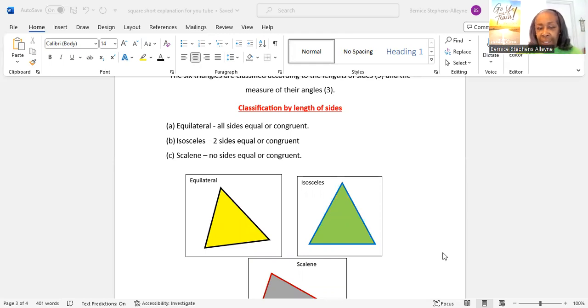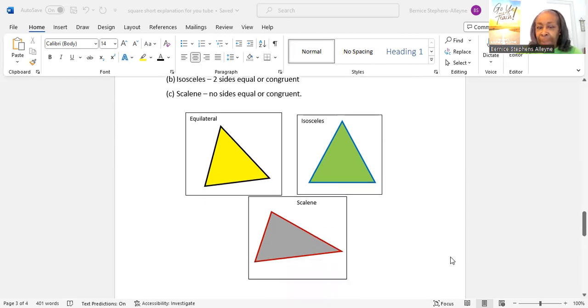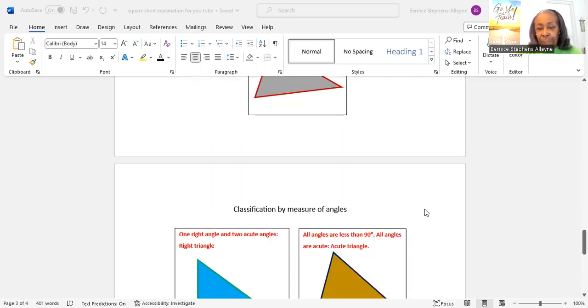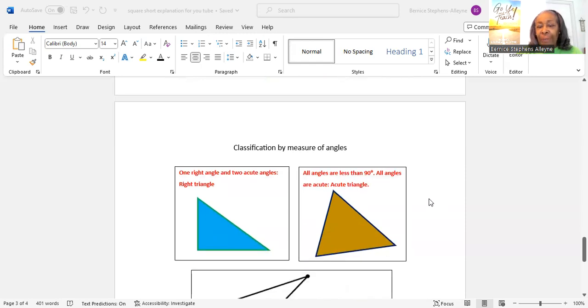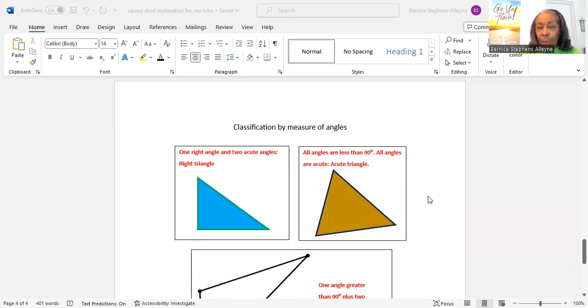Now that's by length of sides: equilateral, isosceles, and scalene. And here are some pictures: equilateral, isosceles, and scalene. Now let's go for classification by measure of angles. One right angle and two acute, it's called a right triangle. All angles less than 90, all angles are acute, it's an acute triangle.